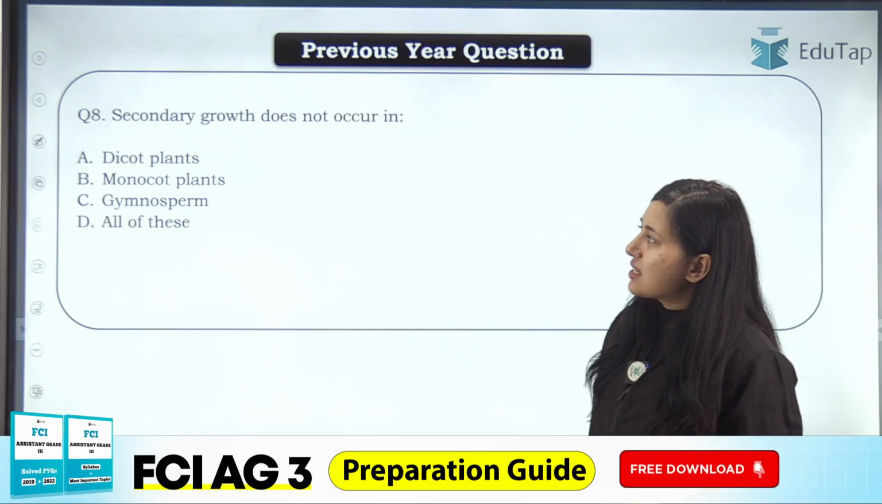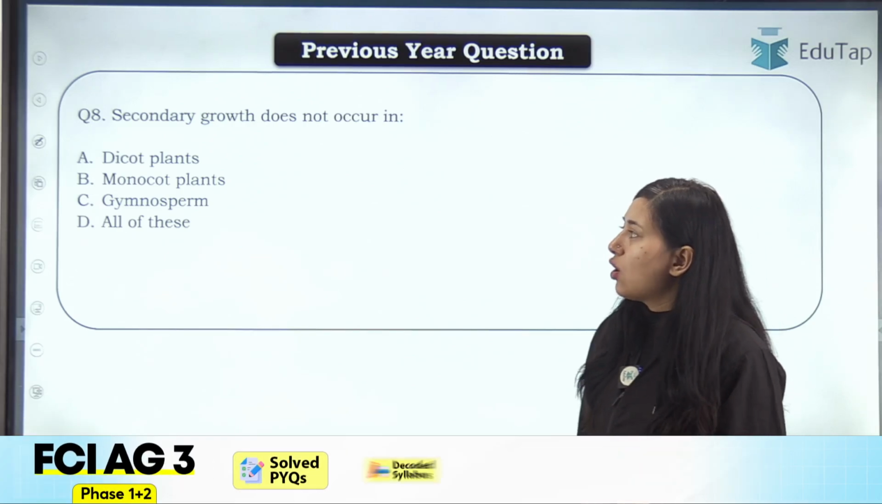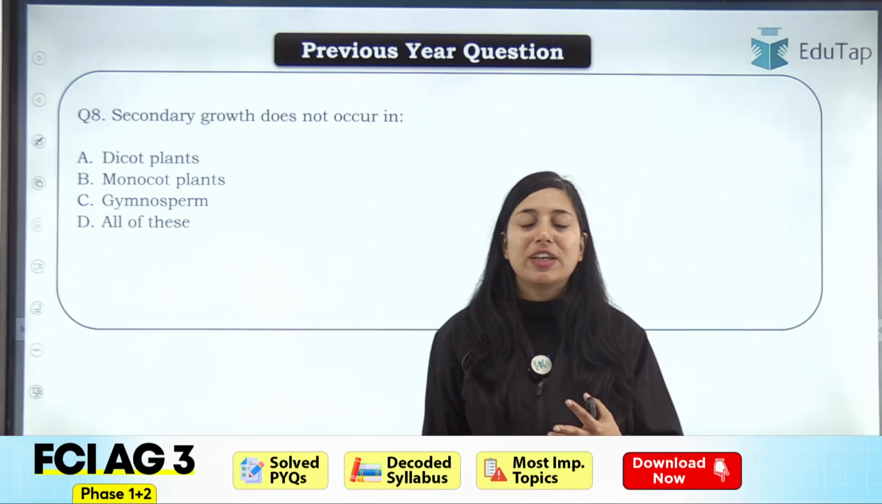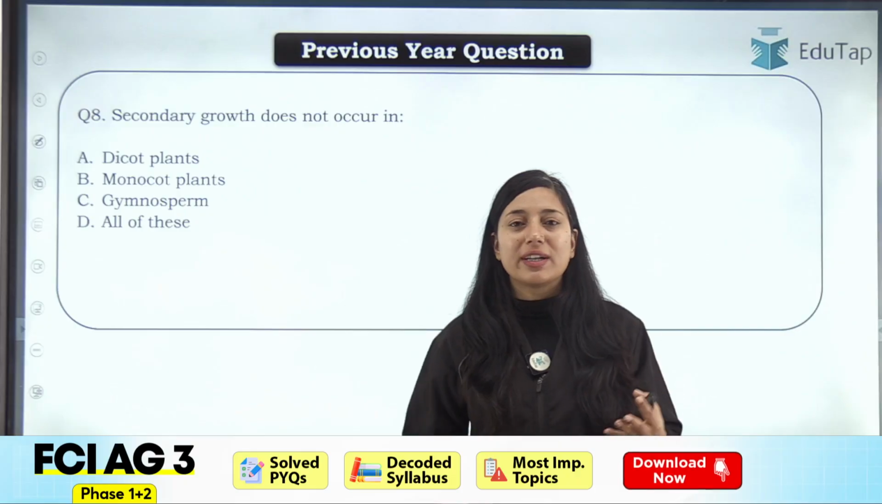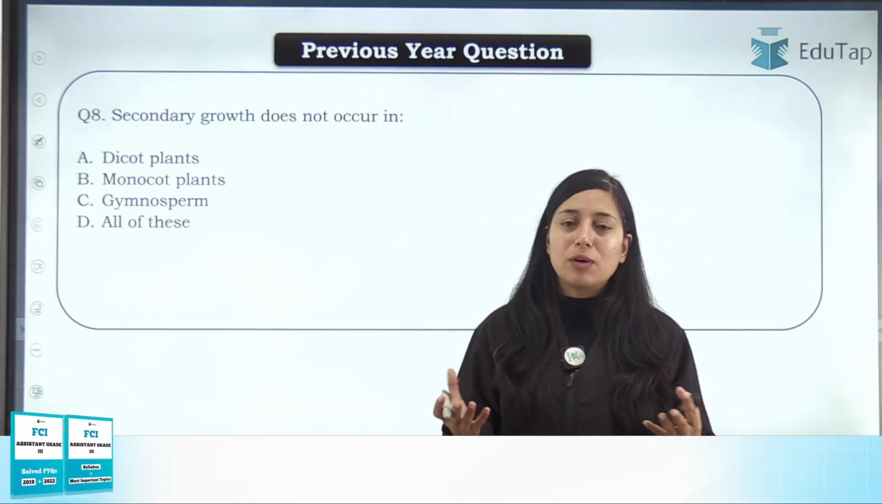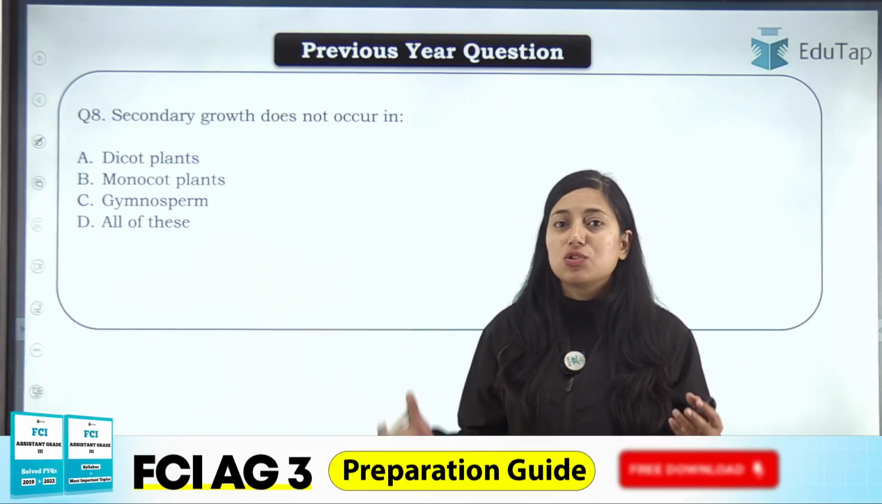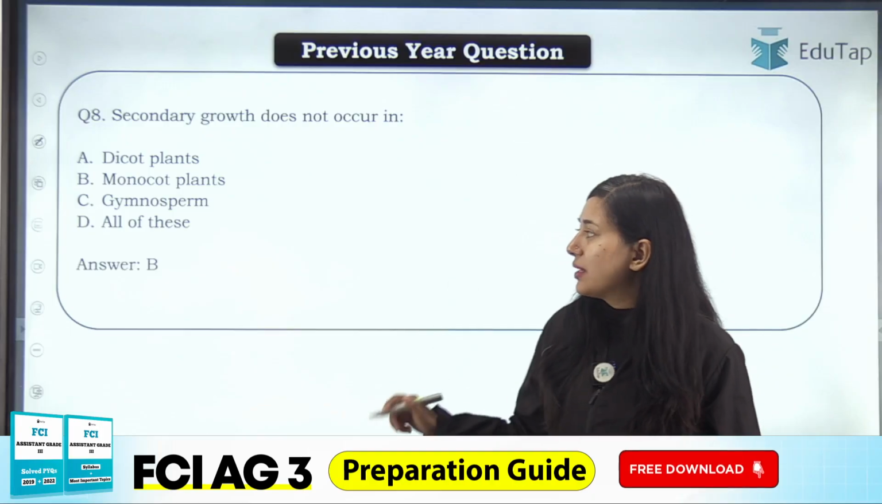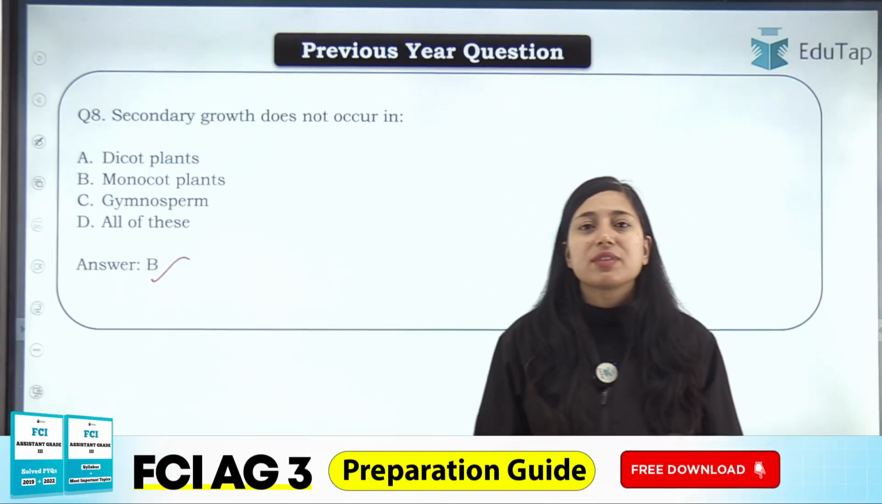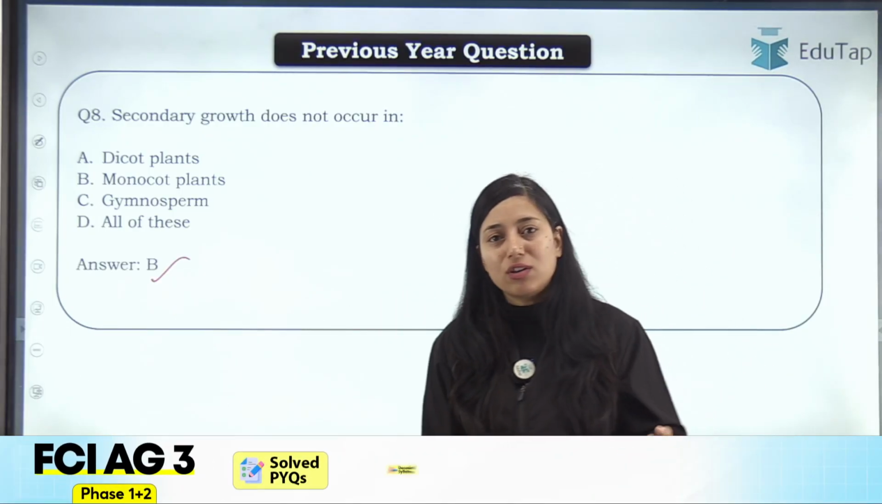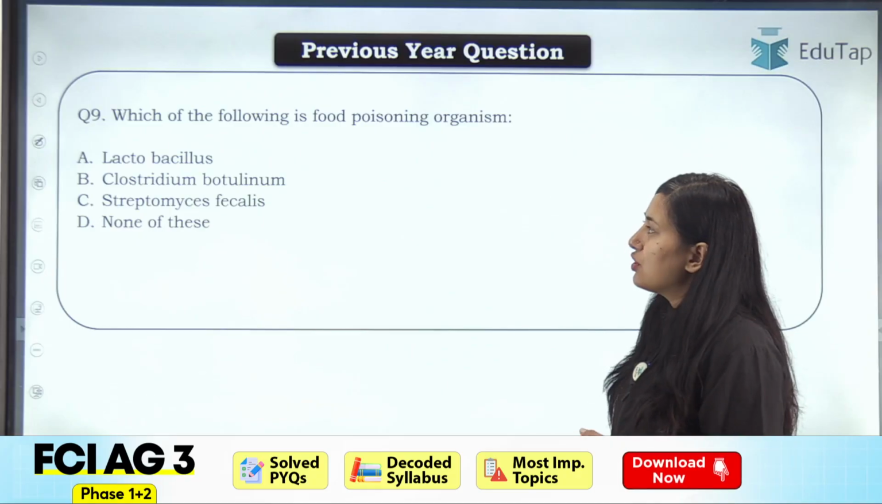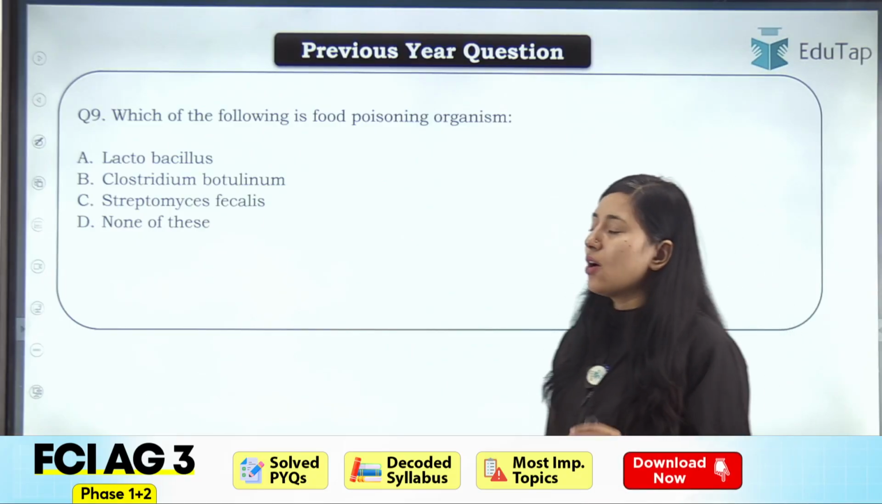Now students, next is secondary growth does not occur in. Okay, so when we read about the monocot dicot plant, there we get to know about the primary growth, secondary growth. जो secondary growth है that doesn't happen in monocots. Okay, so secondary growth किस पे होती है? Dicots में होती है. चलो, next question is which of the following is food poisoning organism?